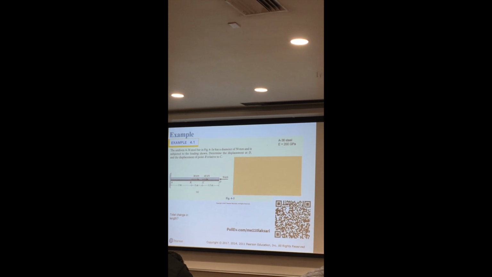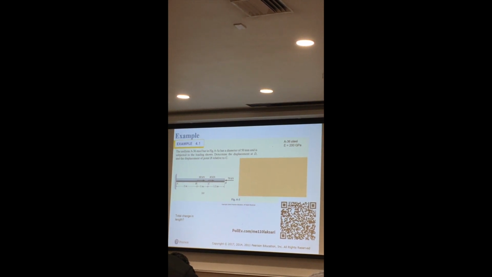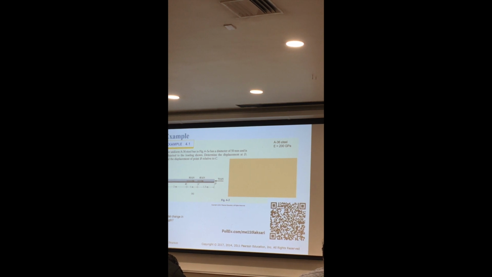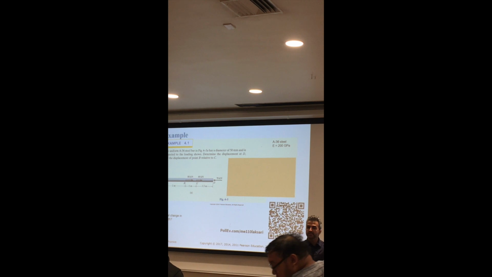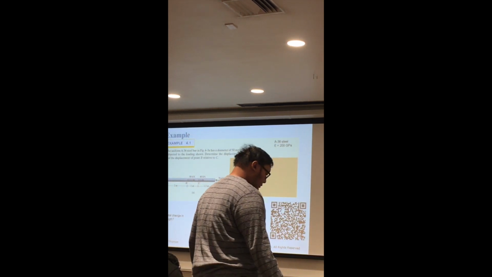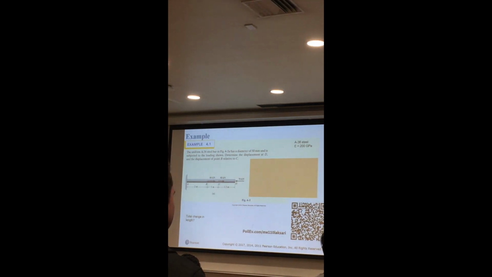So how many external loads do we have here? What about point A? That's also the reaction force, right? At that point. So what are the steps? What are the steps in solving this problem? So what's the most general idea that we have about deformation of a bar under axial loading?